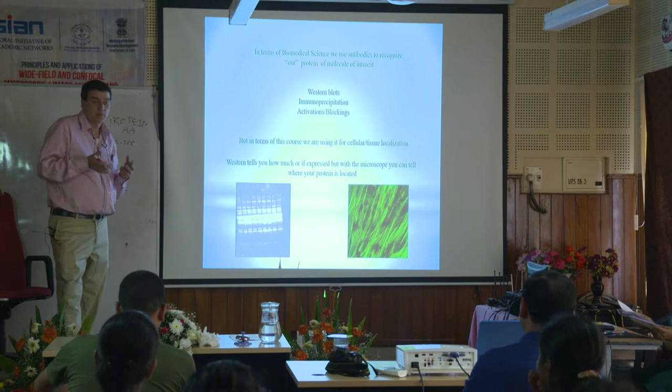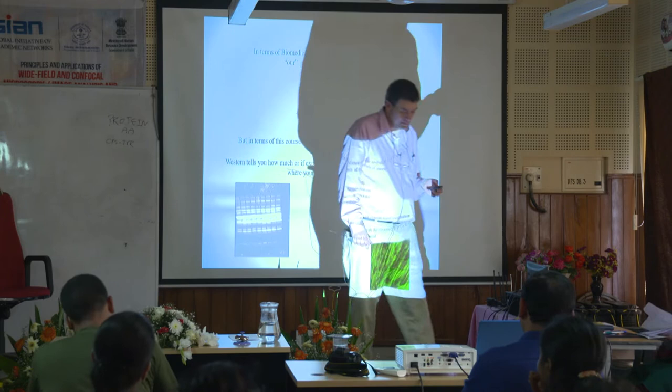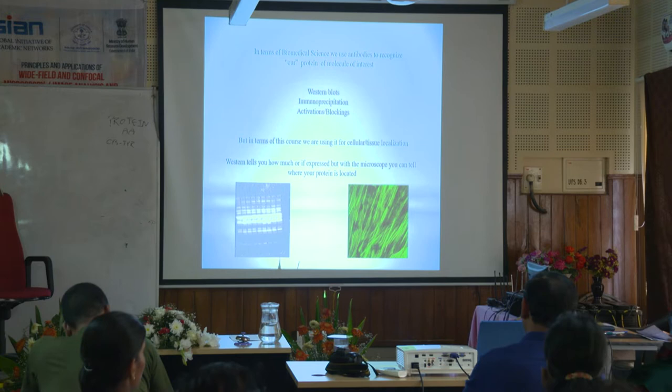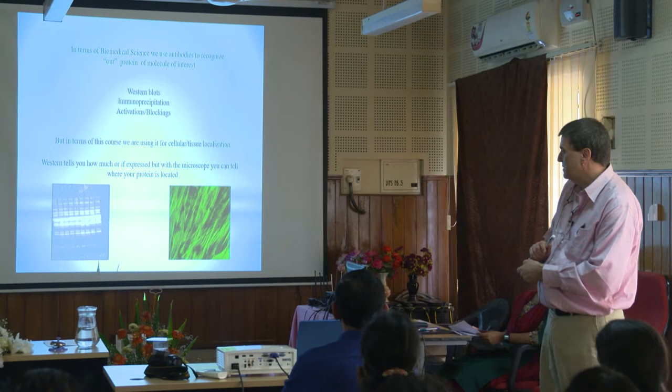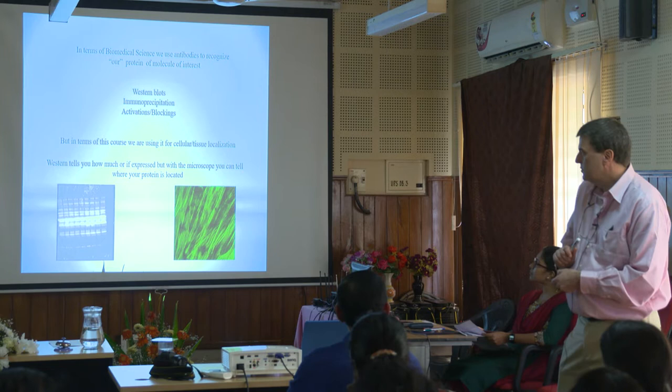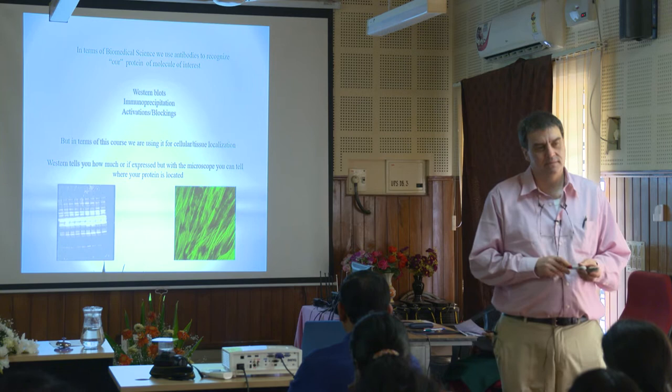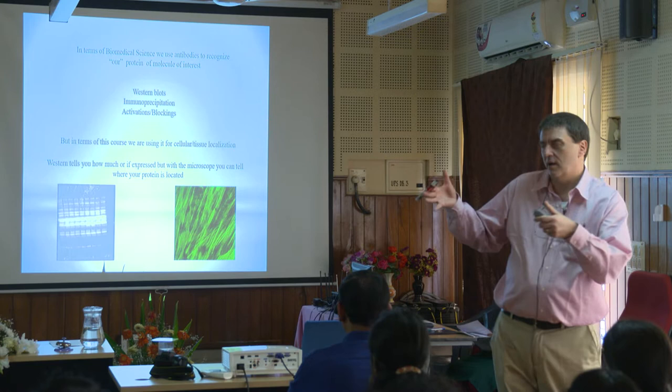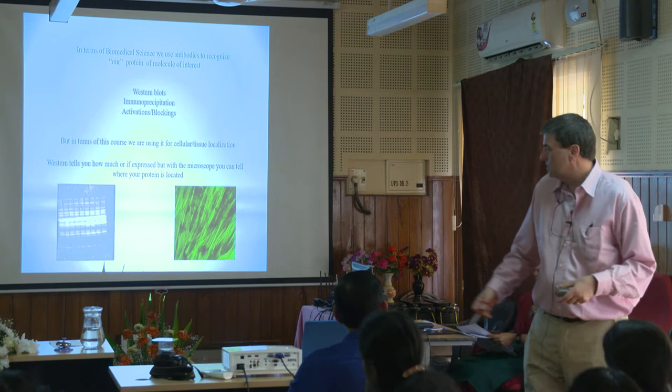So what do we use these things for in modern biology? So you said you've done Western blots, and yesterday I talked about immunoprecipitation. I've done activations and blockings with them. But in this course in particular, we're going to use it for cellular and tissue localization. Like I said, you do a Western blot. What's a Western blot tell you when you do it? It tells you a little bit about structure, but it tells you quantity, exactly. Expression level, right. It tells you how much. And it tells you what abundance.